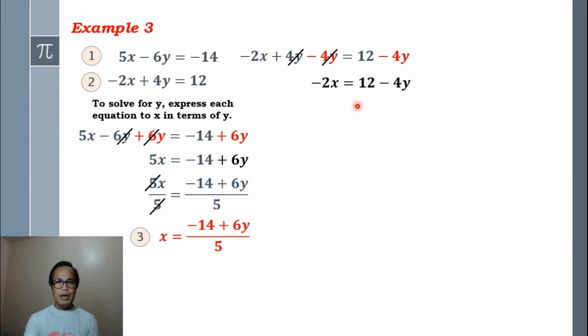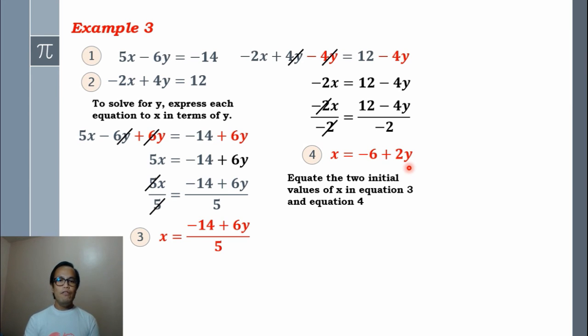Then divide by negative 2, and of course negative 2. Cancel the negative 2. What remains is x equals. This time, since we can divide 12 by 2 and 4 by 2, we have 12 divided by negative 2 is negative 6, and negative 4 divided by negative 2 is positive 2y. So our initial value of x in terms of y for equation 2 is negative 6 plus 2y. I will name this equation as equation 4.